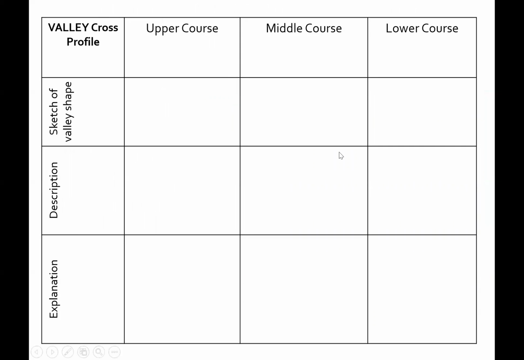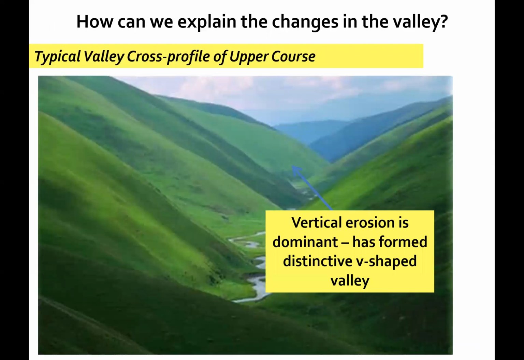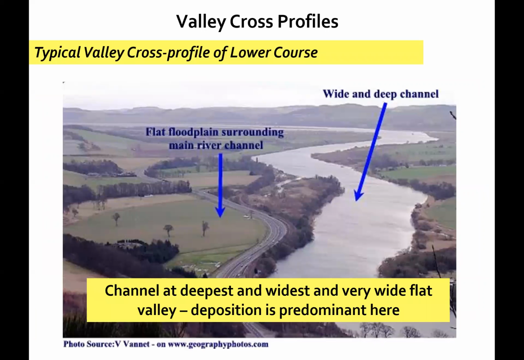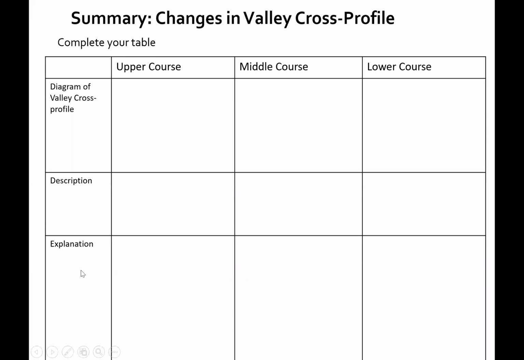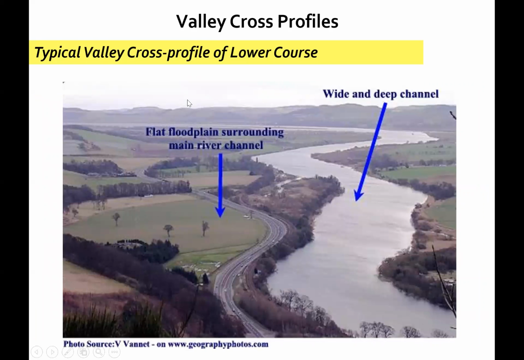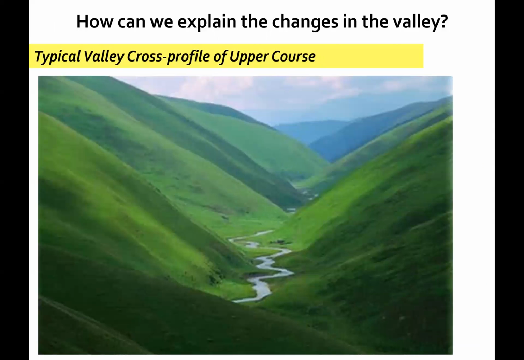So I'd now like you to have a go at drawing another table. This time it's called the valley cross profile. So it's the same in that we've got the upper course, the middle course, the lower course. We've also got the sketch of the valley shape, the description, and your explanation. So I think probably half a page for this as well. First stage, you are going to draw yourself a little diagram that goes in here, and I'll talk you through what that should look like.